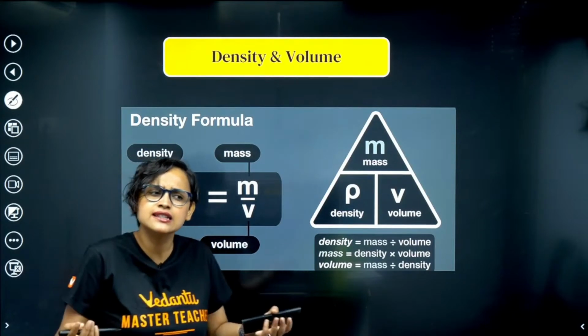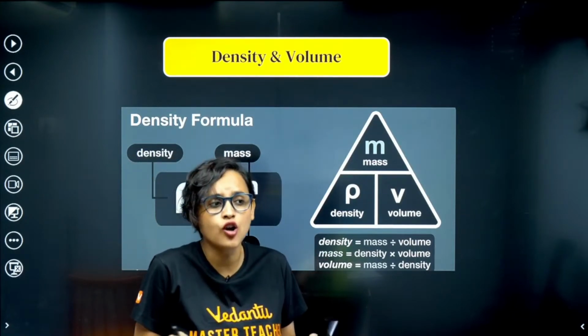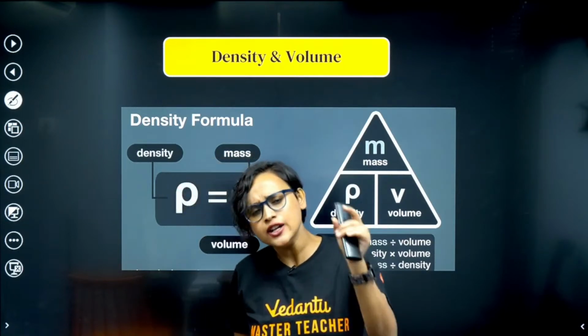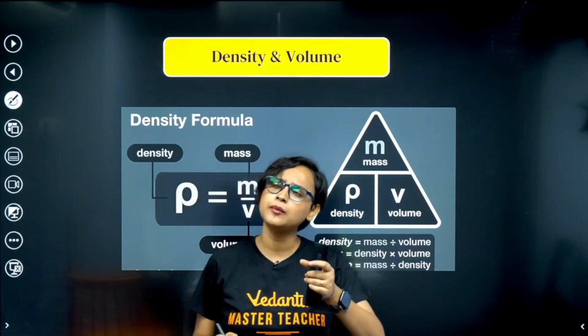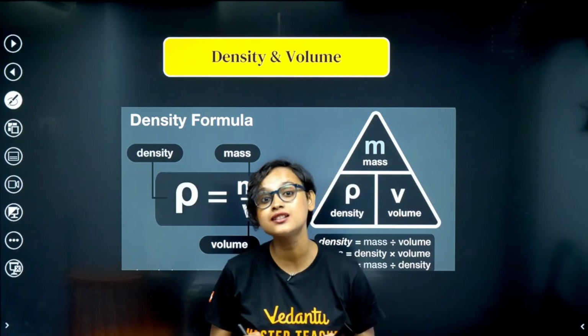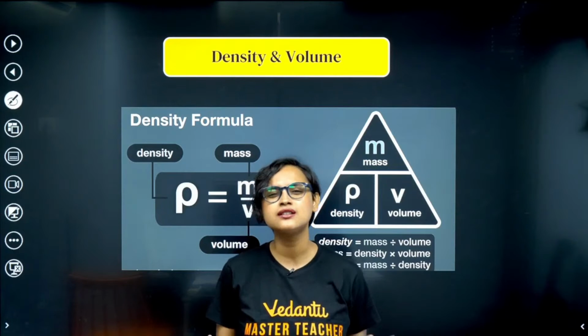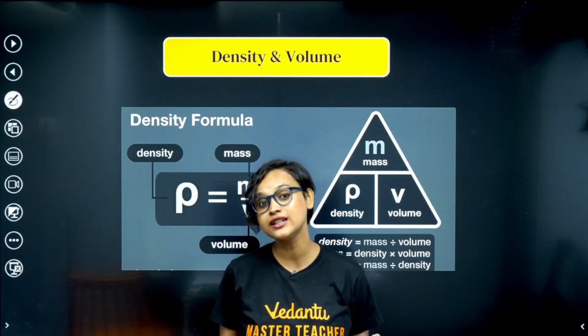Moving on from here, let's talk about density. What is density? Density is the amount of substance or the mass per volume. That is your density. In fact, if I have to talk to you about density in absolute layman's terms, then density is basically the heaviness, my dear student. It's the heaviness.